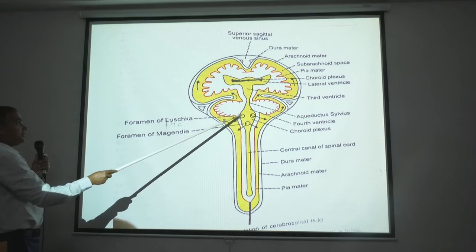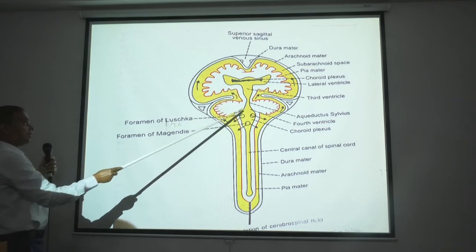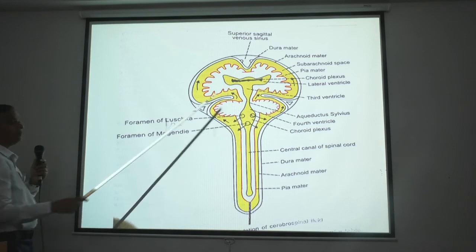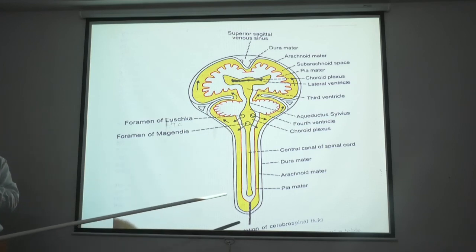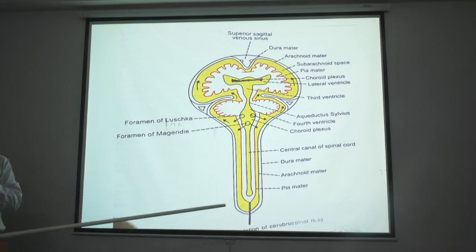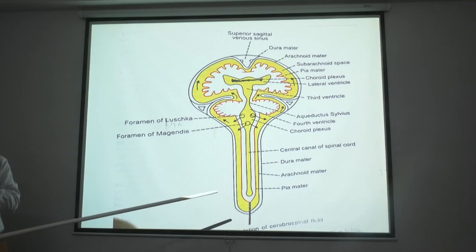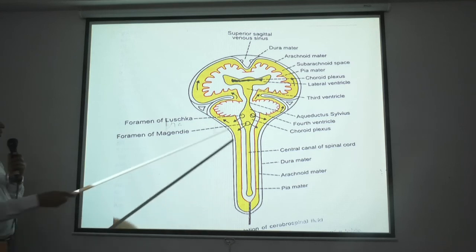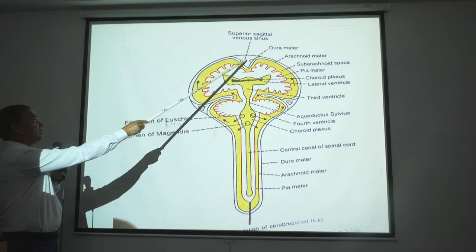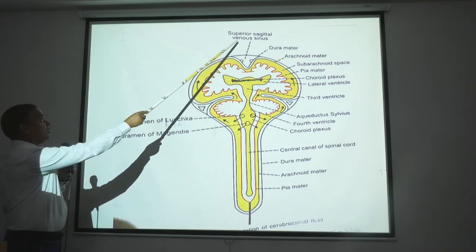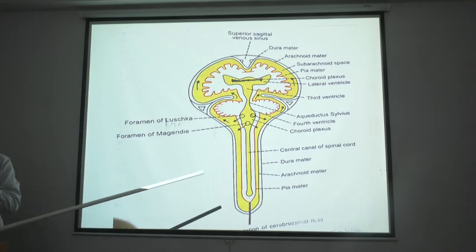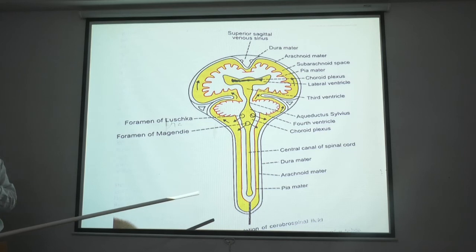So CSF will enter from the fourth ventricle to the subarachnoid space through the foramen of Luschka and foramen of Magendie. Then from the subarachnoid space, it will enter the blood through the venous sinus, through the superior sagittal venous sinus. Okay.